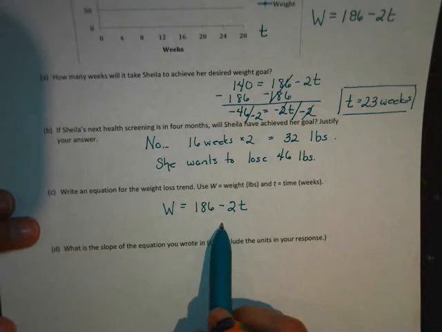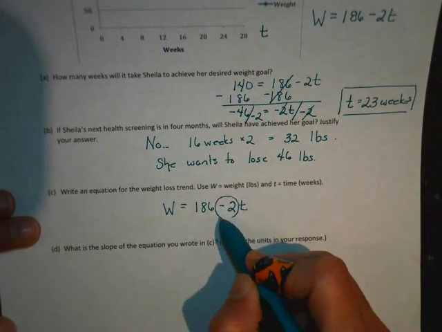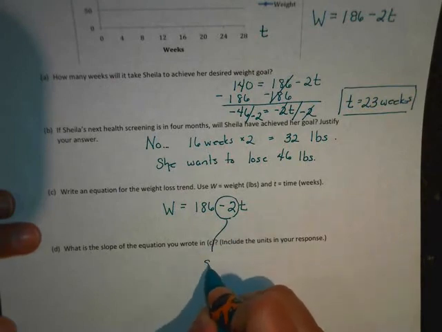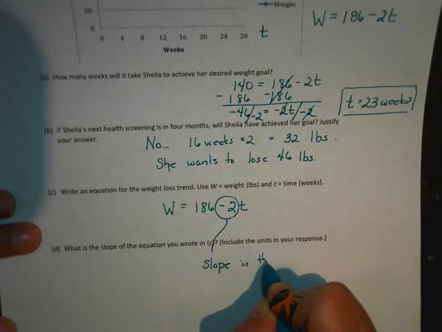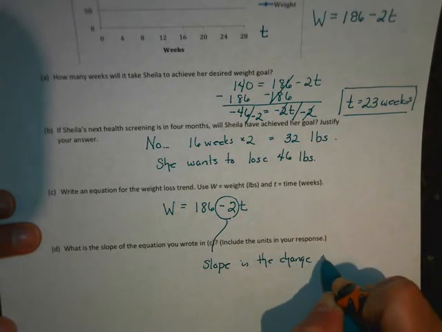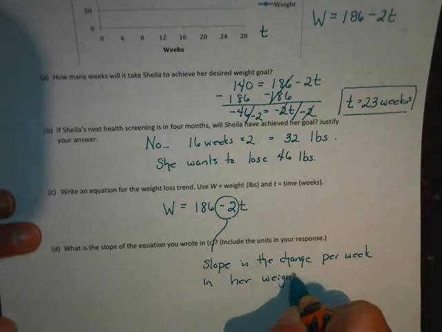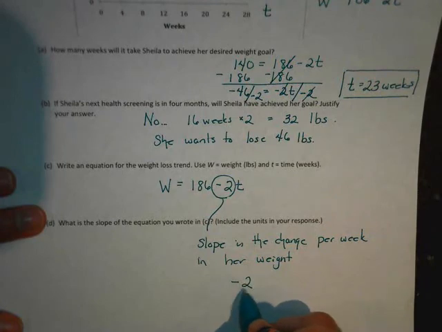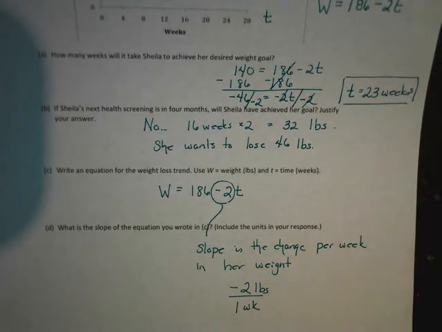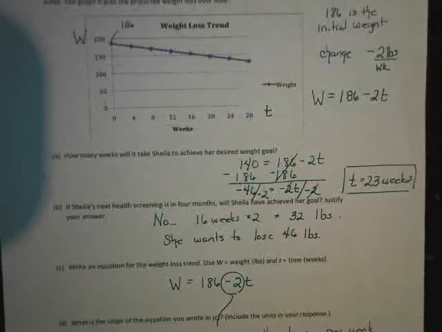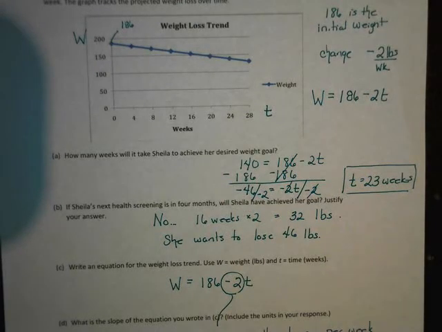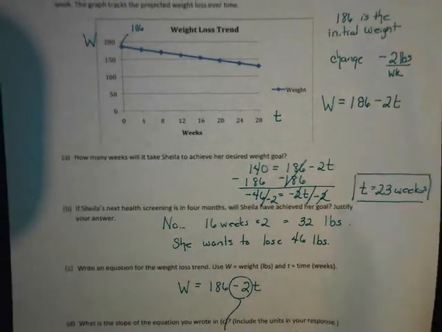And then the slope is the change. So there's the slope. The slope is the change per week in her weight. So she wants to lose 2 pounds per 1 week. Does that make sense? I hope. So what I recommend is that you go back and try all these problems again without watching the video, and then go back and watch the video again and see how you did on the problems.